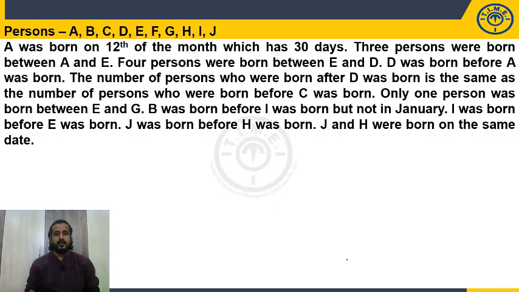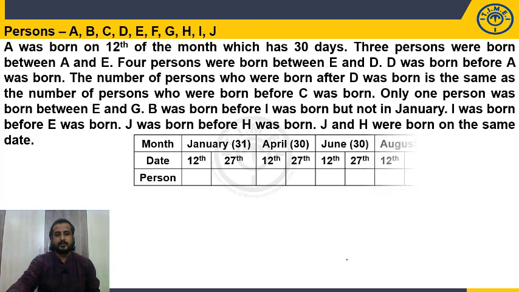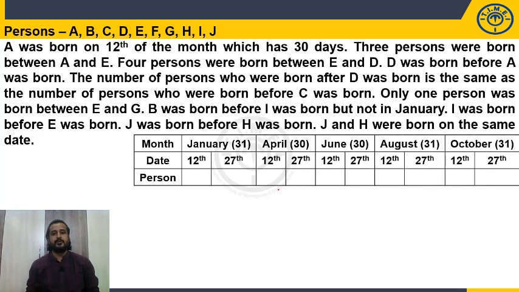Now here are the clues. And what is the basic structure? Just now we discussed. So this will be the basic structure. So let us distribute the persons. What is given? A was born on 12th of the month, which has how many days? 30 days. A was born on 12th of the month which has 30 days, means it could be April 12th or June 12th. So A, April 12th or June 12th. So we have how many possibilities? Two possibilities.